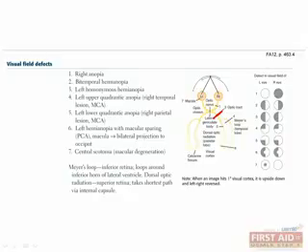Here you would get a homonymous hemianopia. There is a visual field defect on the temporal side of the contralateral eye and the nasal side of the ipsilateral eye. What about a lesion in Meyer's loop?